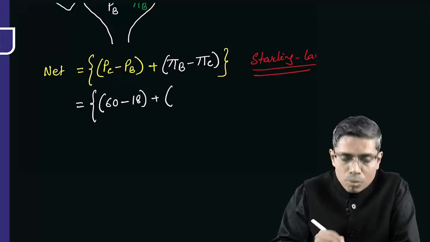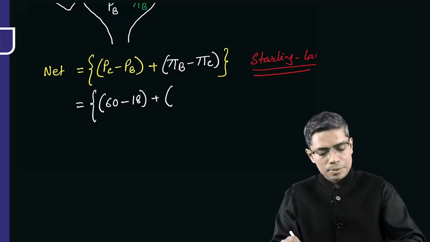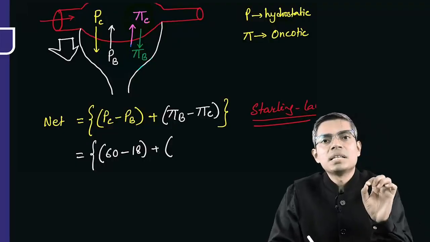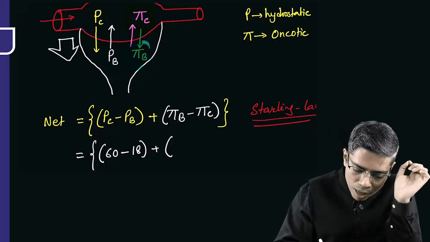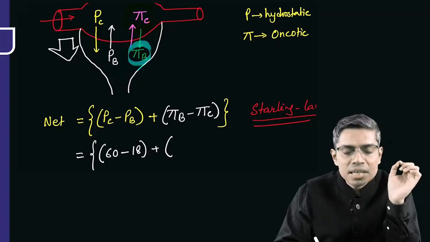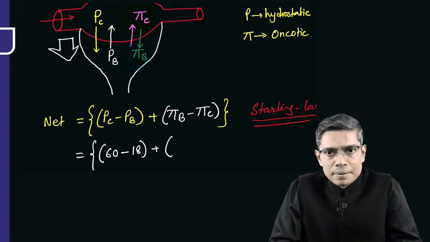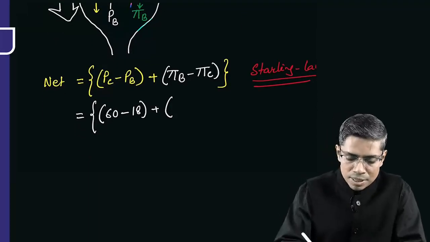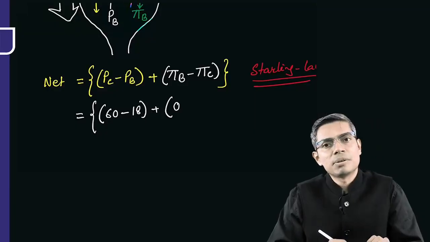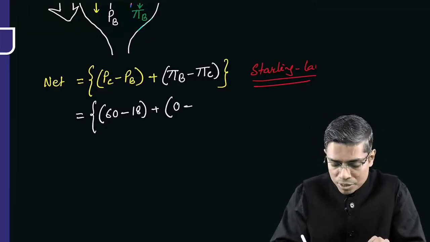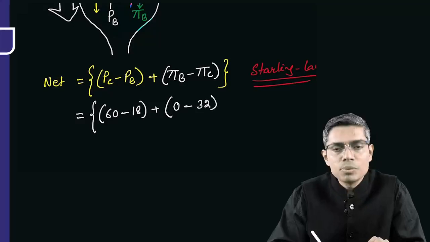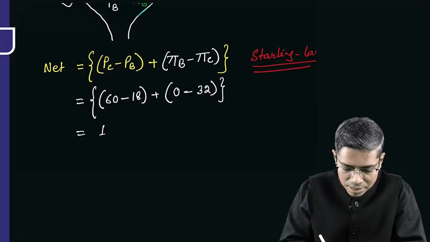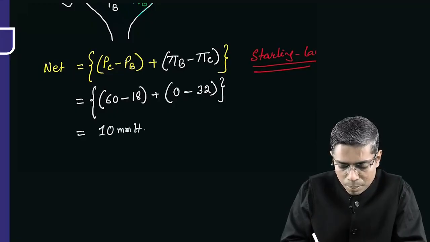Plus, what is the oncotic pressure at the level of Bowman's capsule? So I told you already that oncotic pressure depends on proteins, plasma proteins. If I ask you how much plasma protein will be filtered at the level of Bowman's capsule, your answer will be almost nil. So if the filtration of the plasma protein is almost nil, the pi B will be nearly equal to 0 millimeter of mercury. But what about the pi C? Oncotic pressure of the glomerular capillary, that is 32 millimeter of mercury. So now if you calculate from here, this will be nothing but 10 millimeter of mercury.